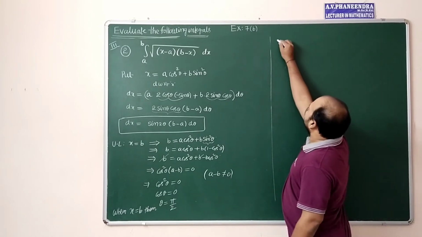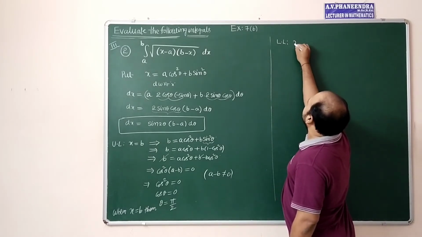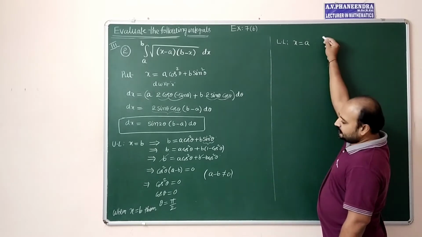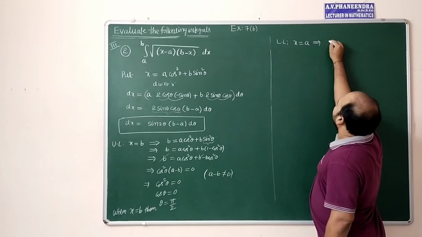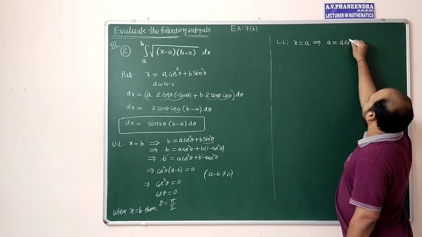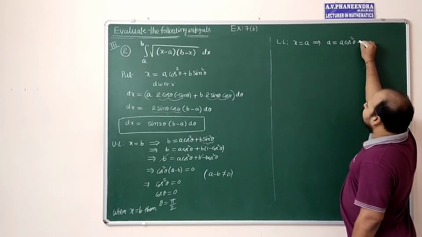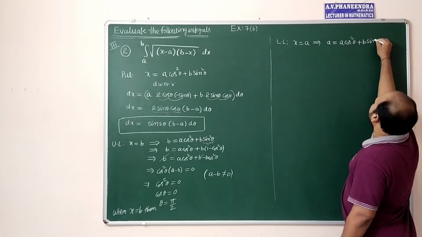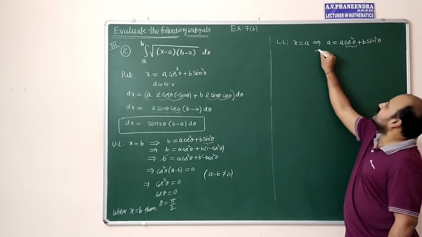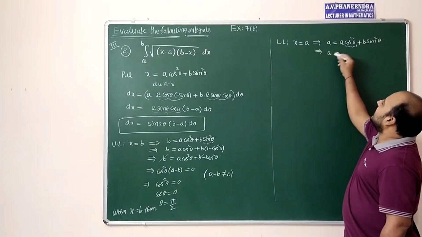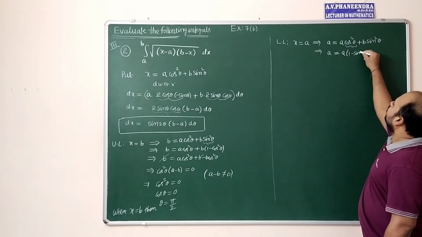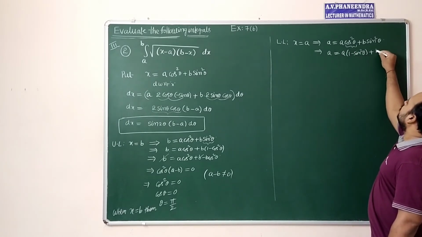And the second one, the lower limit, when x is equal to a, that implies a equals a cos square theta plus b sin square theta. So here cos square theta in terms of sine you have to write. Why? Because a is there, to cancel the a value. A into (1 minus sine square theta) plus b into sine square theta.